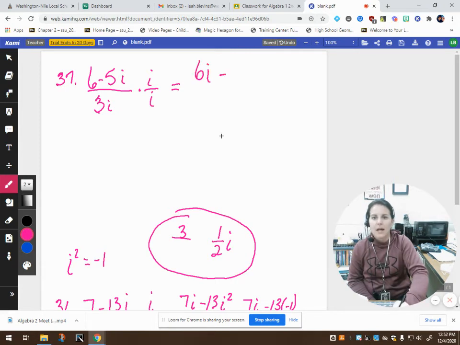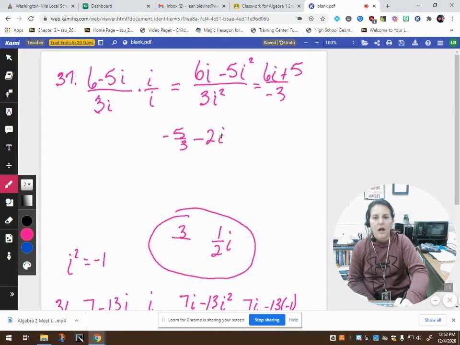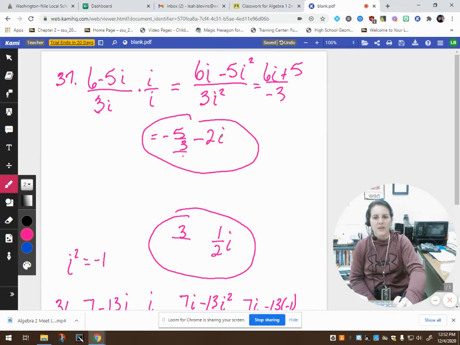6i minus 5i squared over 3i squared. So I know on the bottom I have negative 3. On top I have 6i plus 5. I'm going to rewrite it. I can see that this will simplify, but I have negative 5/3 minus 2i because 6 divided by 3 is 2. So I rewrote it as negative 5/3 minus 2i. This is the real part minus the imaginary part. Therefore, this is a complex number.